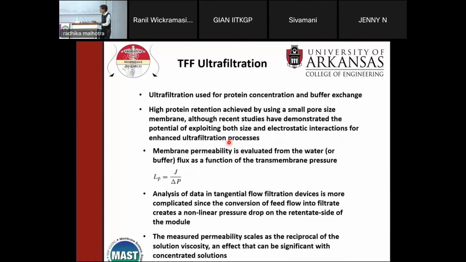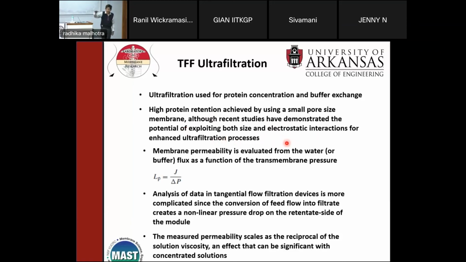Okay, let's go a little bit further then. Ultrafiltration is used for protein concentration and buffer exchange. So ultrafiltration also uses tangential flow filtration. High protein retention is achieved by using a small pore size membrane, although recent studies have demonstrated the potential of exploiting both size and electrostatic interaction for enhanced ultrafiltration processes.